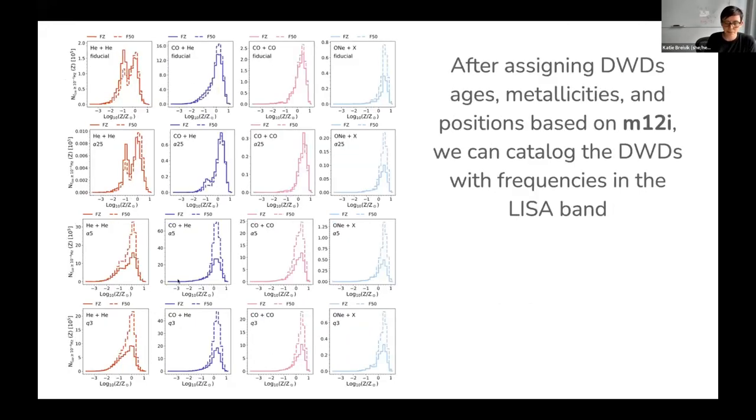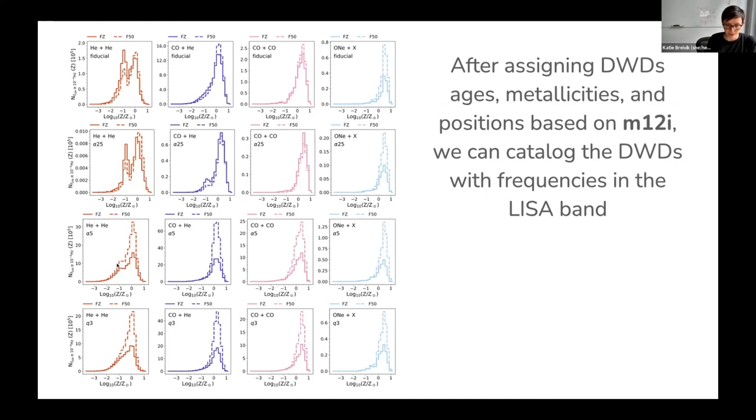So we can count up all of the sources that have gravitational wave frequencies that exist in the LISA band as a function of their metallicity by assigning the ages and positions and metallicities based on galaxy m12i, as I discussed. And what we can see here is that in our model, at the end of the day, F50 is just comparing what a standard model would be, so assuming a 50% flat binary fraction with a flat uniform distribution.